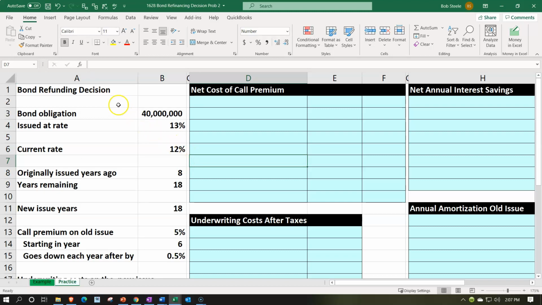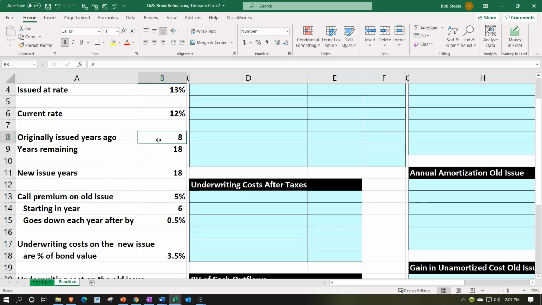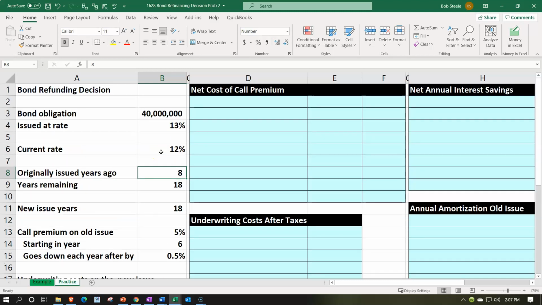bond refunding decision. Information: bond obligation that's currently out, the $40 million, the issue rate 13%, current rate 12%. It being lower is the thing that's going to spark our decision-making process to see if we want to do the refunding. Originally issued years ago, 8 years ago, years remaining 18. In other words, it was originally issued for 26 years, 8 years ago, years remaining 18 of the original issue of the 40 million.